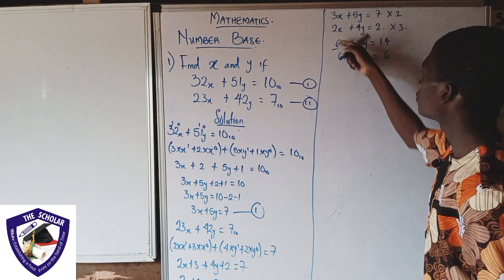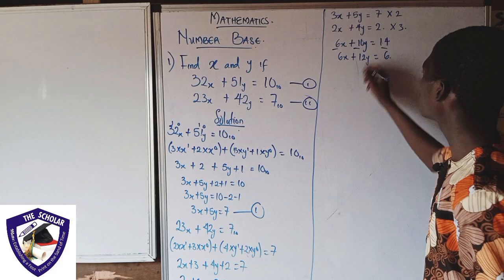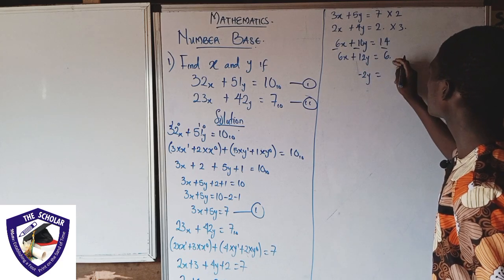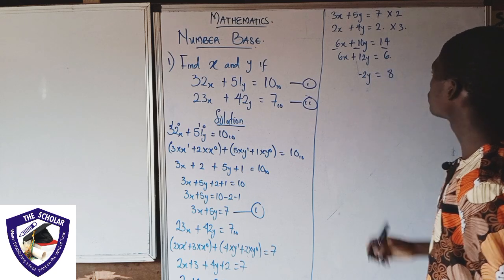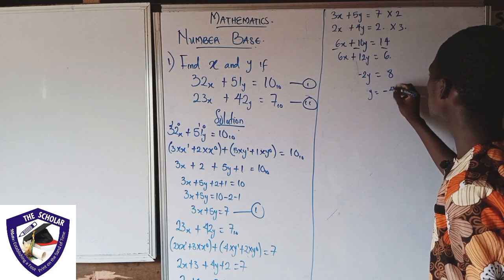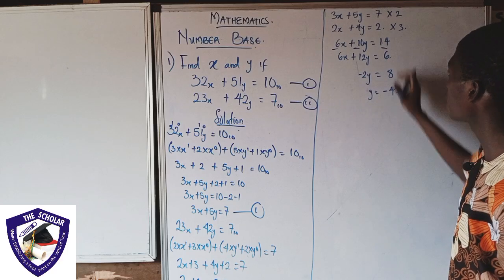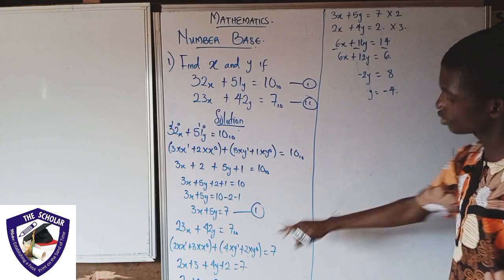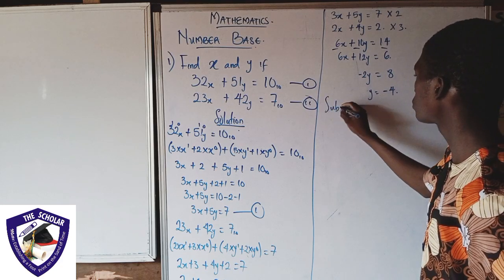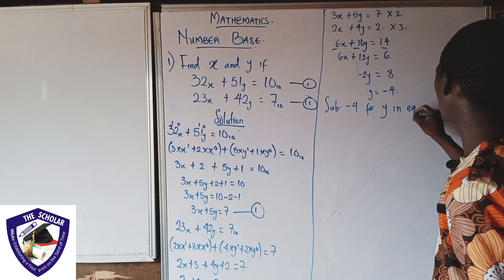Now I can eliminate because they have the same sign, so I subtract them. So I have 10y minus 12y, which is minus 2y, equals 14 minus 6, which is 8. So I have my y to be equal to minus 4. I have my y already. So the next thing I do is to substitute the value of y in either of these two equations. So I'm choosing equation 2. So I substitute minus 4 for y in equation 2.